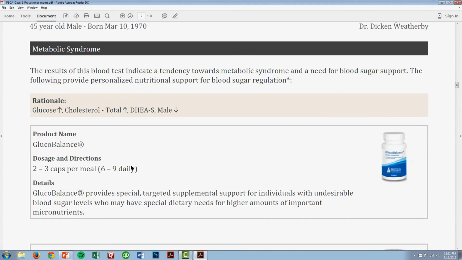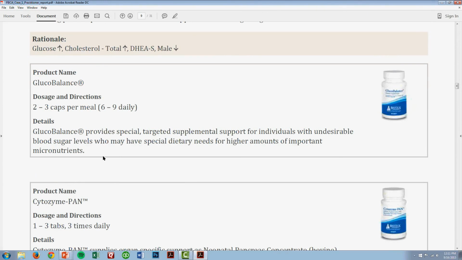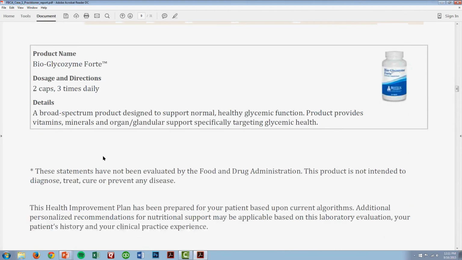It's saying that because the DHEA was low and the cholesterol was high, there's a good chance that metabolic syndrome is present. Obviously, you need to measure this guy's blood pressure and see where that's going. But again, he's on the spectrum. Let's deal with it before it turns into full-blown type 2 diabetes.